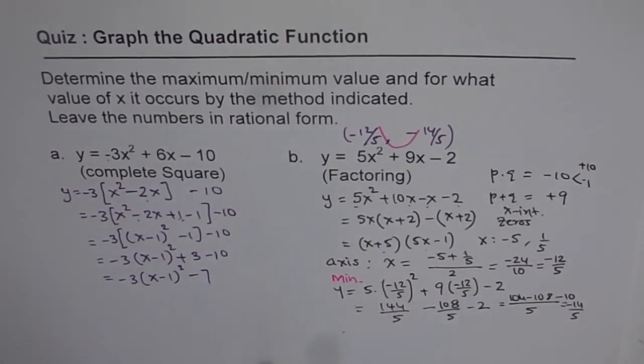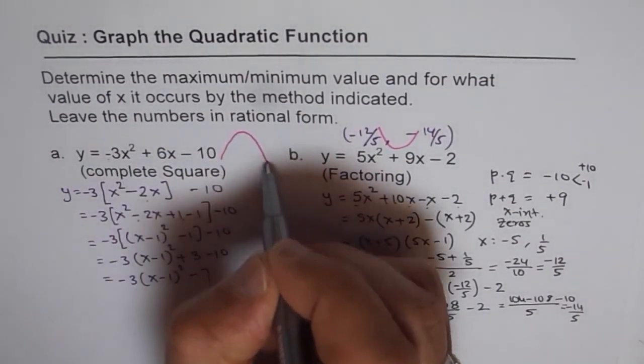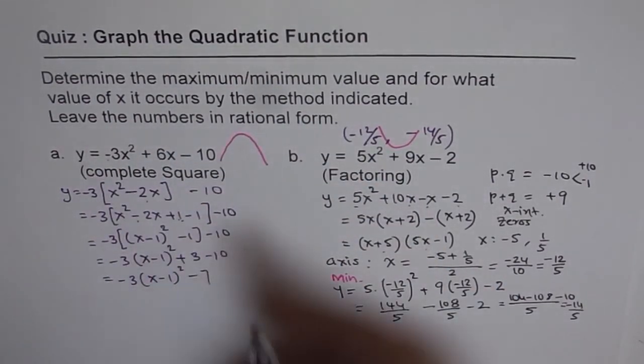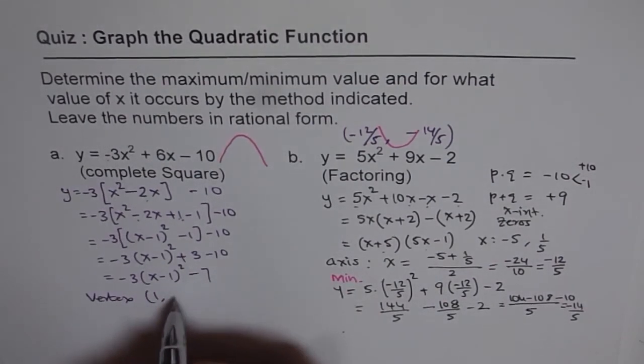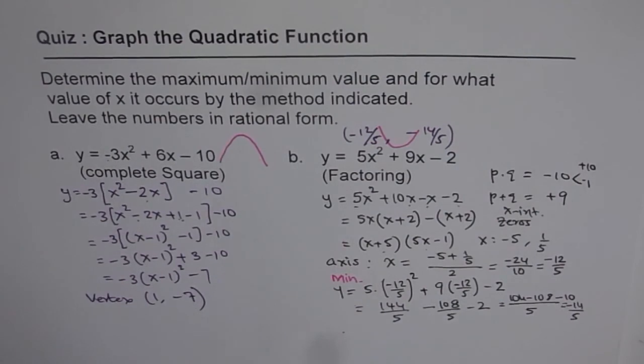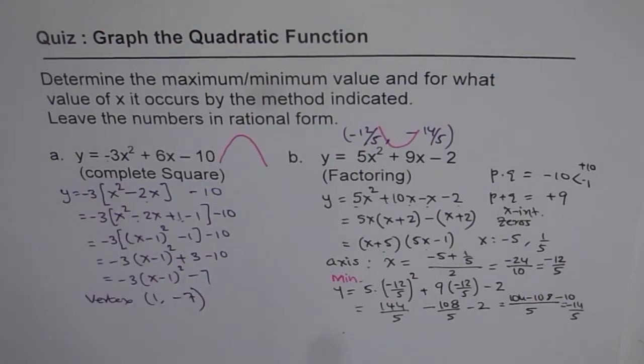Now this parabola has a negative leading coefficient, so it will be opening downwards. In this case, the vertex, as you can see, is at x equals 1 and the value is minus 7. So here we have a maximum value because it opens downwards, and the maximum value is minus 7. So that is how we can do these questions. Thank you.